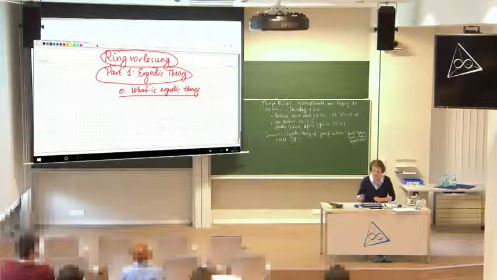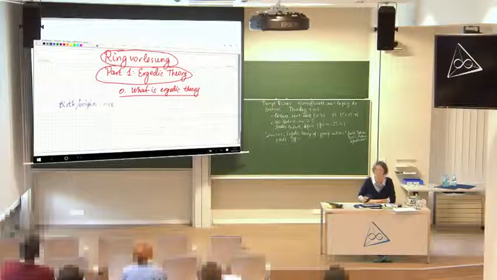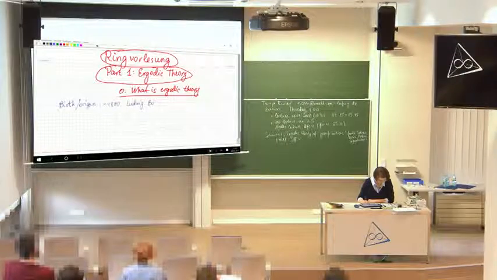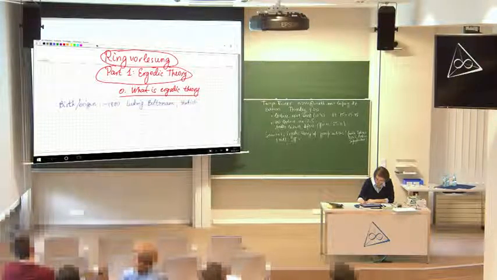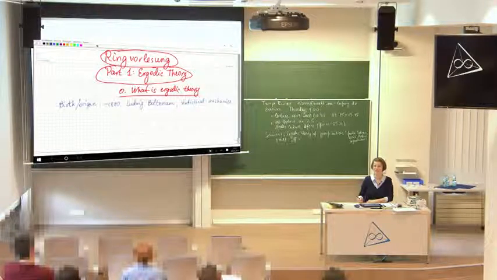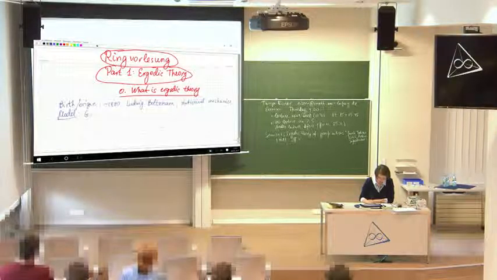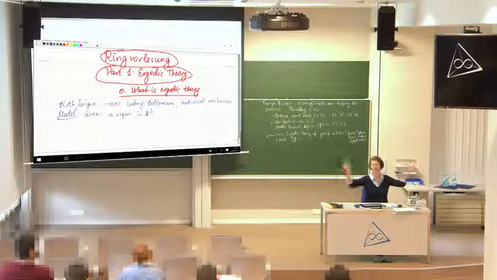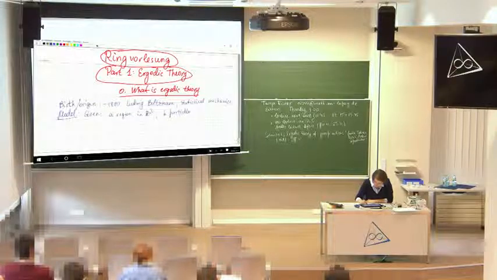So, the birth of the theory, or origin, goes back to approximately 1880. The father of the theory is Ludwig Boltzmann, who was, by the way, also for some years a professor in Leipzig. Ludwig Boltzmann, statistical mechanics. So here's the model which he was interested in. Given a region in R3, for example, you can imagine this room, and we have k particles moving freely, an ideal gas.